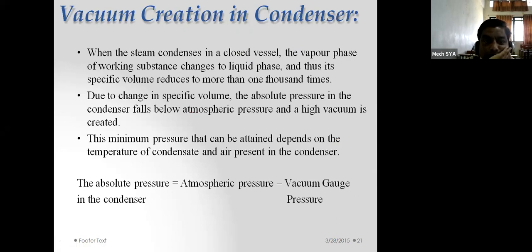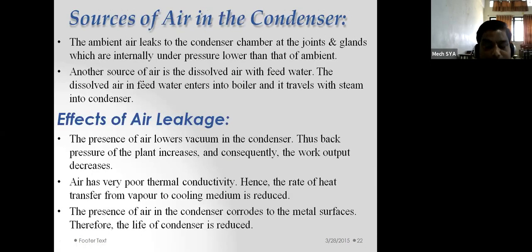the vapor phase changes to liquid phase, and the specific volume reduces to more than 1000 times. So due to the change in volume, minimum pressure is obtained. Vacuum is atmospheric pressure minus vacuum gauge pressure. Less than atmospheric pressure is called vacuum, and it is generated with the help of an air pump. So we have to remove the air from the condenser, and if air is removed, definitely there will be vacuum. No air means vacuum.